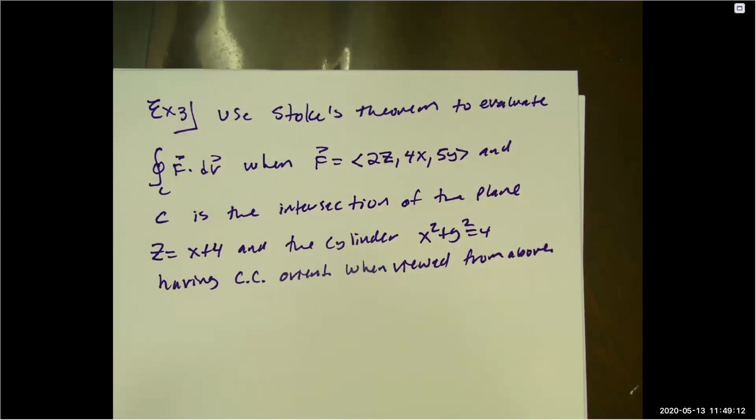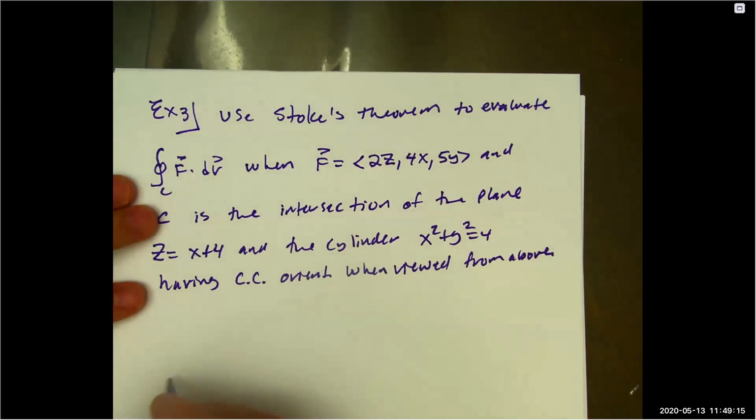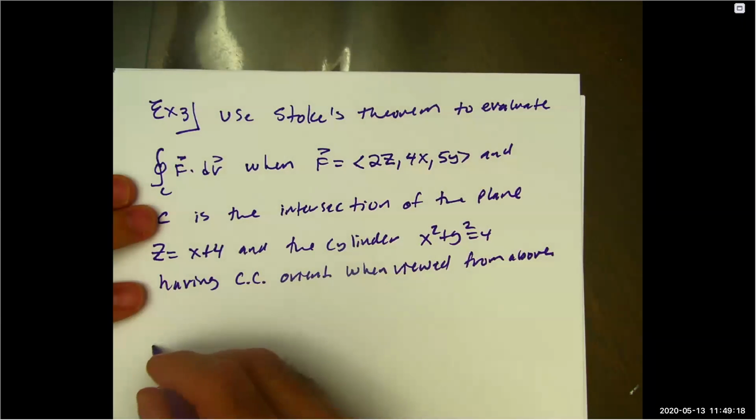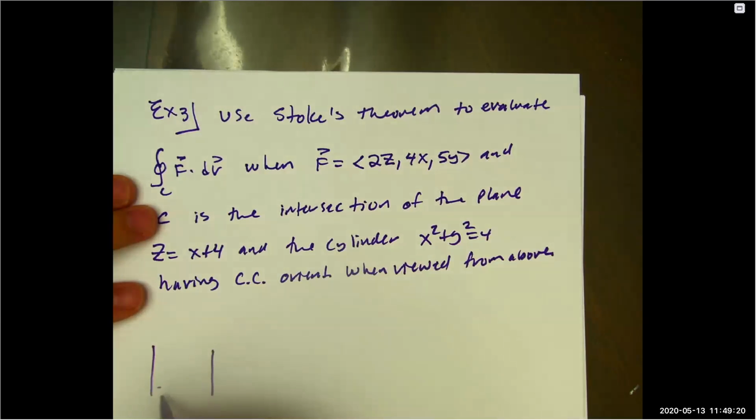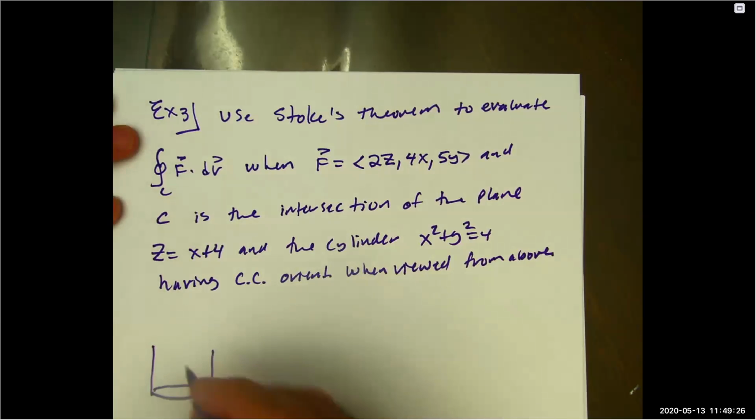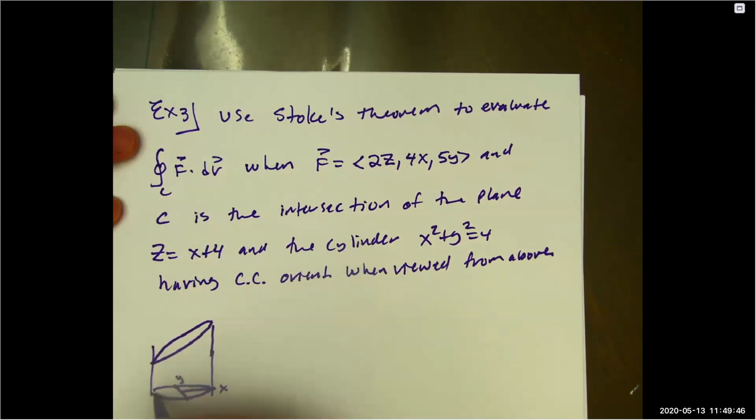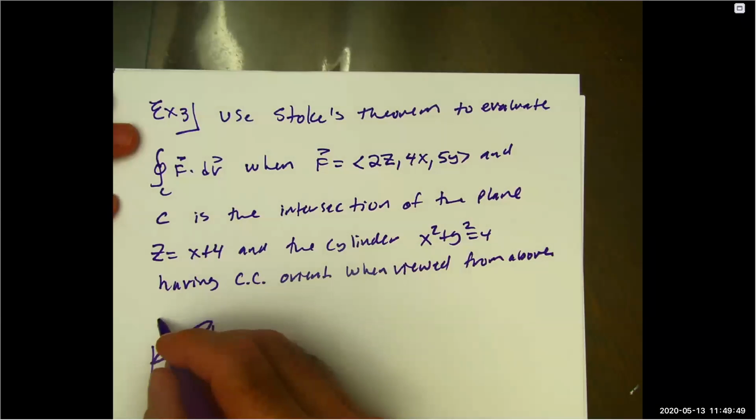So what we're talking about is we've got the cylinder. We have a cylinder of radius 2. In this case, this is going to be the x-axis, and here you're going to have the y-axis. There's the y-axis right there. And here you have this z equal to x plus 4.